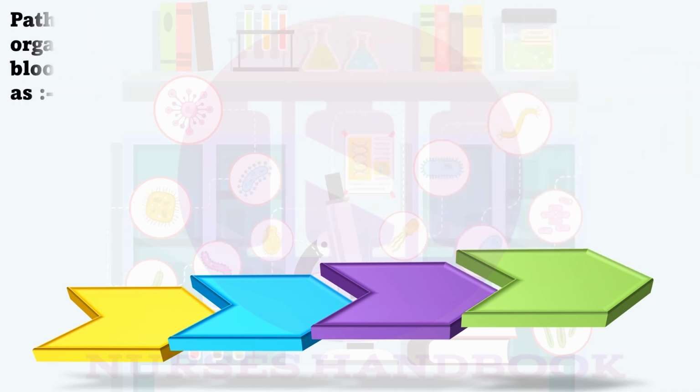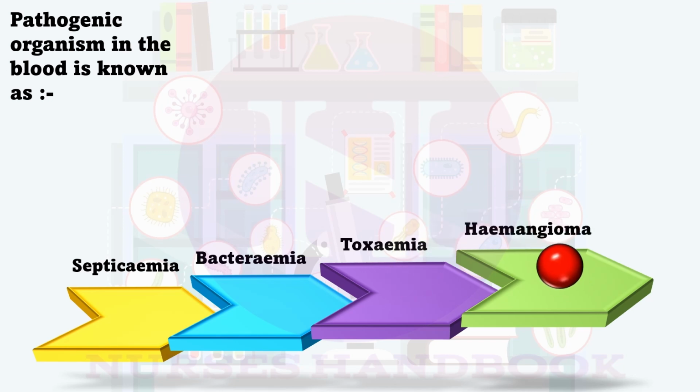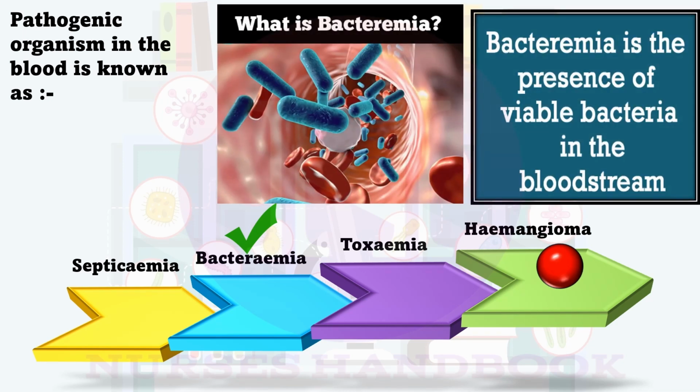Question number 7. Pathogenic organism in the blood is known as septicemia, bacteremia, toxemia, hemangioma. And the correct answer is bacteremia. What is bacteremia? Bacteremia refers to viable bacteria in the blood. In a healthy person, no further complications occur because of the bacteremia. But if the bacteremia progresses and becomes a bloodstream infection, it is then known as septicemia.